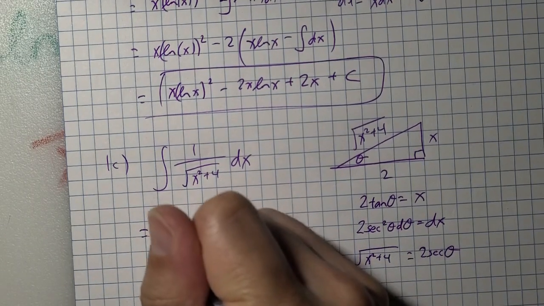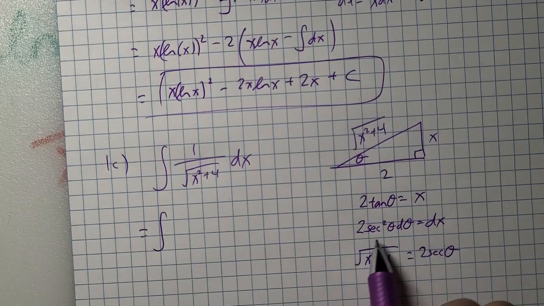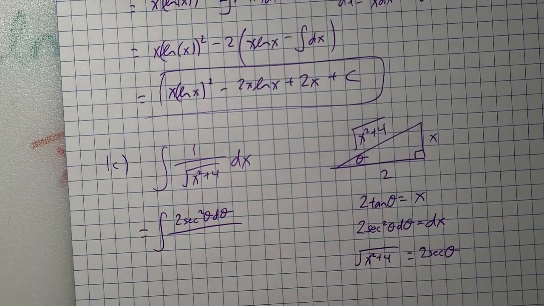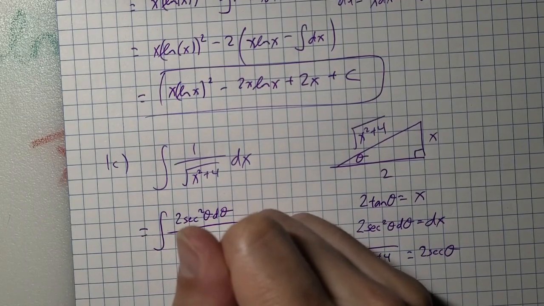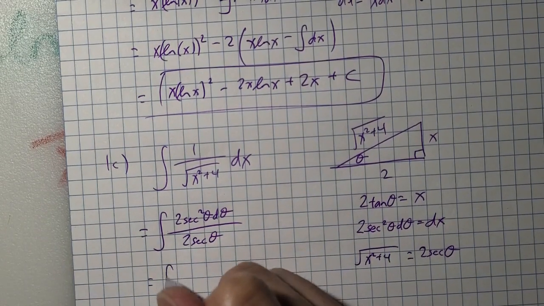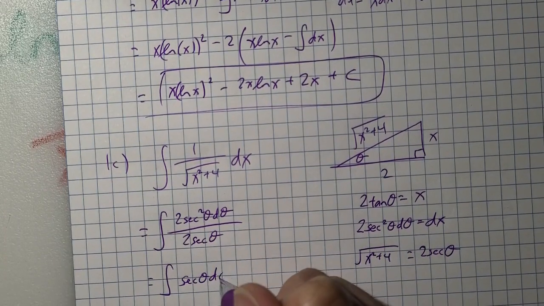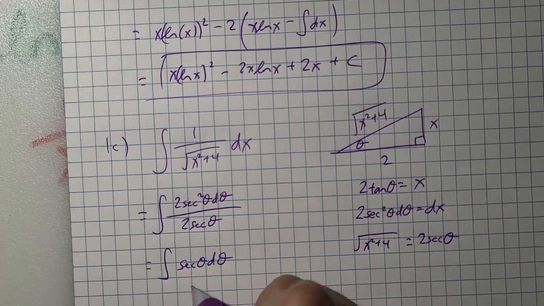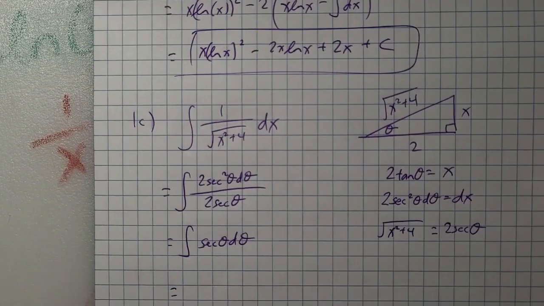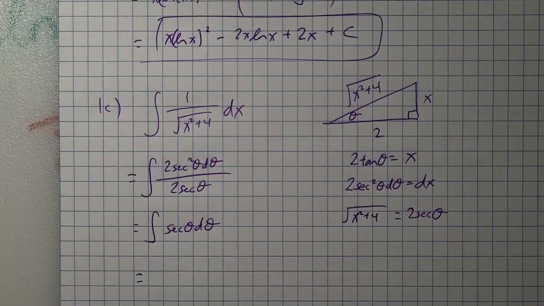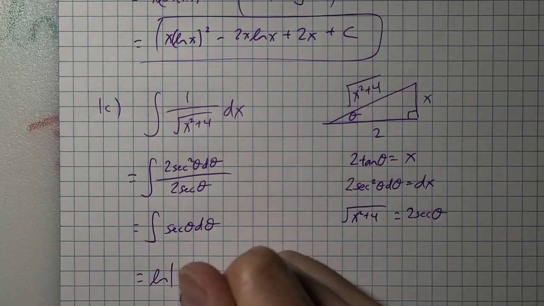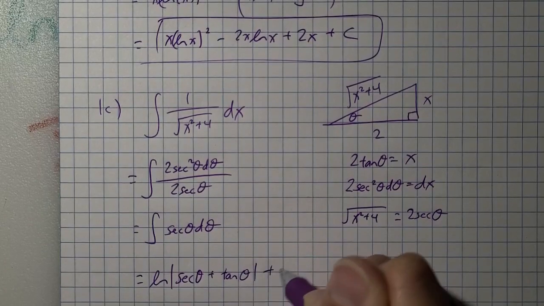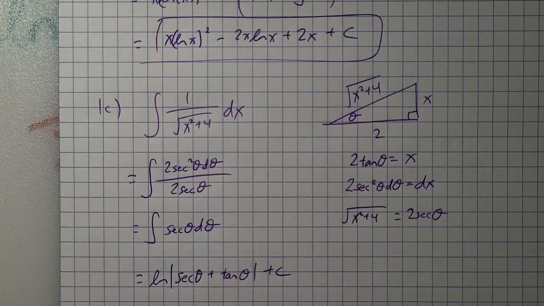Okay, so we can substitute everything in this integrand in terms of theta. dx, remember, is over here, 2 secant squared theta d theta. The square root term is just 2 secant theta. Okay, so we have the integral of secant theta d theta. Remember how to solve this? If you memorized it, it's just ln of secant theta plus tangent theta, plus c. Okay, this one you should just memorize.